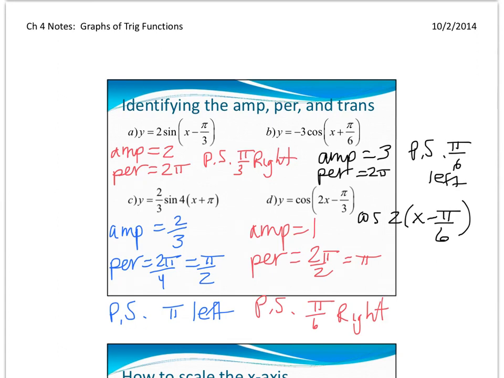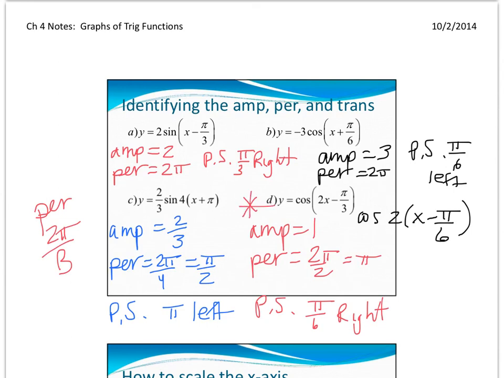Alright, so when we're determining the amplitude, we want to look at that lead coefficient in front of the sine or cosine function. Recall that if the coefficient is negative, we ignore the negative sign. When we're trying to find period, we do 2 pi divided by the b value, and the b value is the coefficient on x. When we're trying to figure out our phase shift, which is what I've abbreviated PS, that stands for phase shift, we're looking at any number being added or subtracted to the x. One that I want to point out here is d.